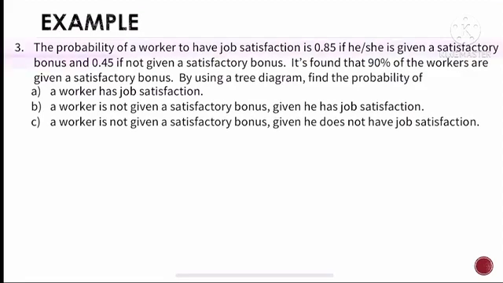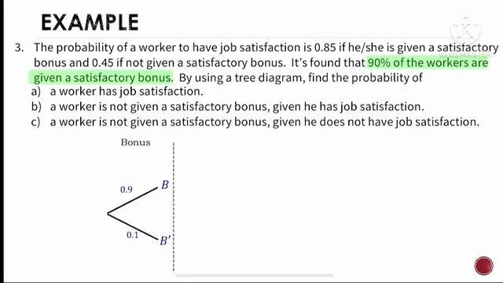From the sentence, the probability of a worker to have job satisfaction is 0.85 if he or she is given a satisfactory bonus, which means that the satisfaction of the workers depends on whether they are given a bonus or not. So first we show the probability of the workers given bonus and not given bonus. It is given that 90% of the workers are given satisfactory bonus. So the probability the workers are not given bonus is 0.1, because together the probability is 1.